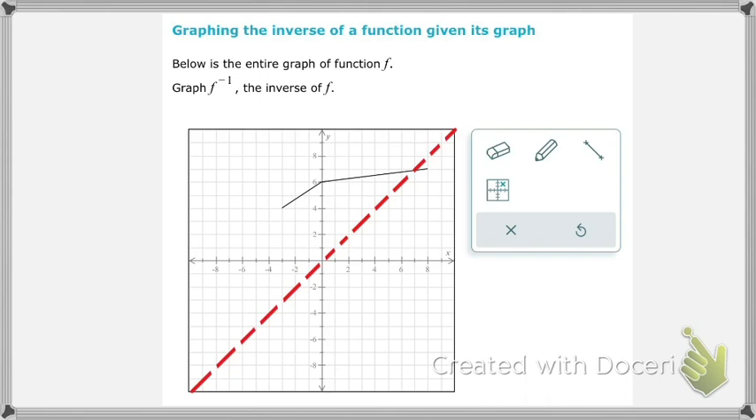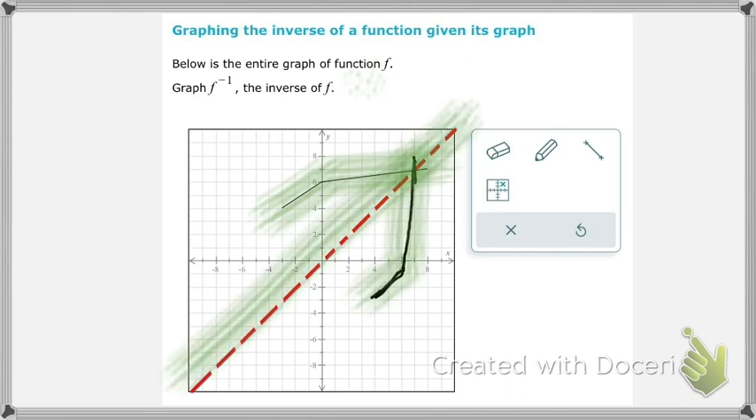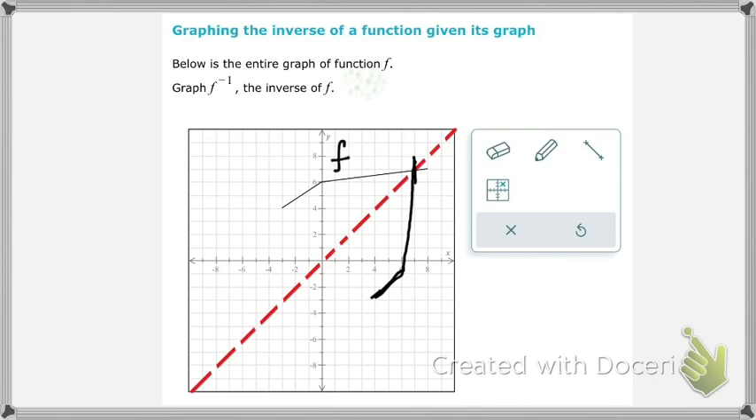So let me just freehand draw that. Something like that and that. Can you see that? I've got this side, and then I'm going through this line and reflecting over this side, and I have this nice symmetric figure. That's what it means to be inverse graphically. It's a reflection through the line y equals x. In this case, this would be the function f, and this would be the function f of negative 1.